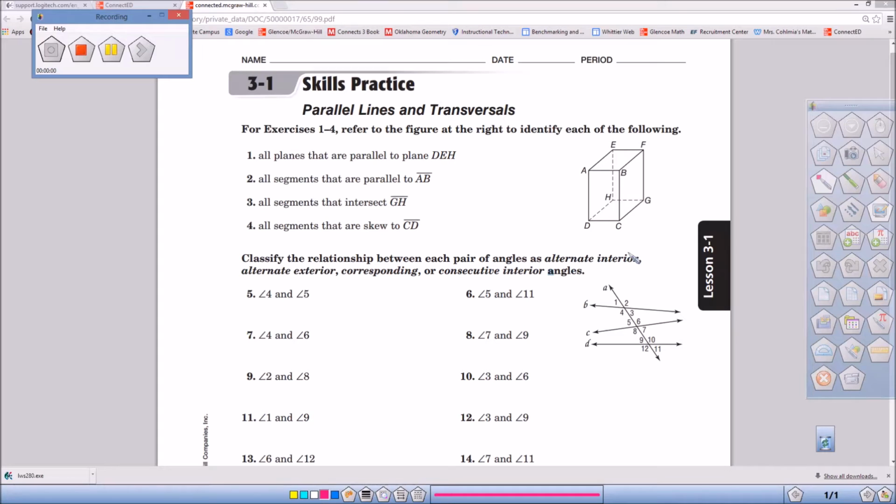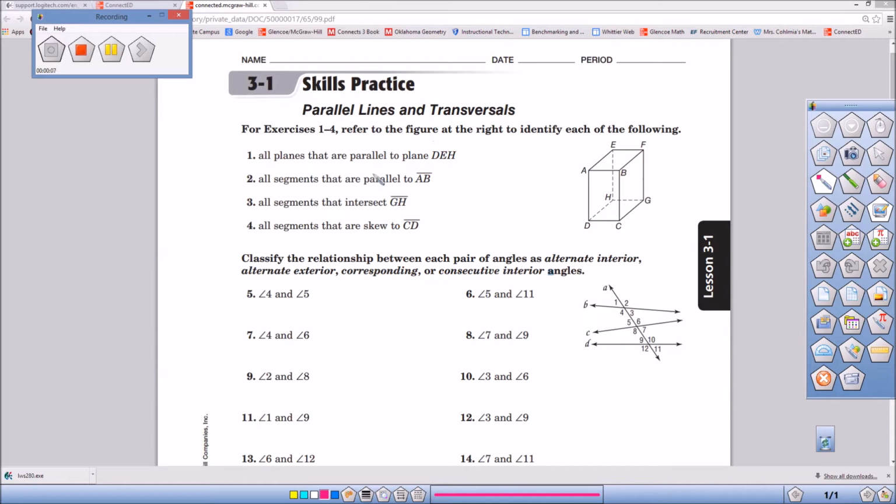If they're signed by your parents, go ahead and turn those in the inbox and get out your homework 3-1. We're going to grade it, and then I want you to turn that in when we're done. Okay, so we're going to grade 3-1. We're going to start with the skills practice side.